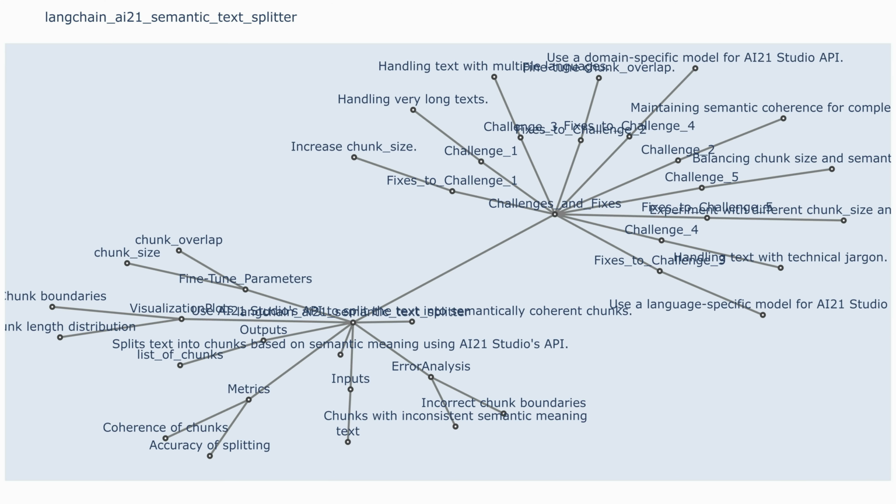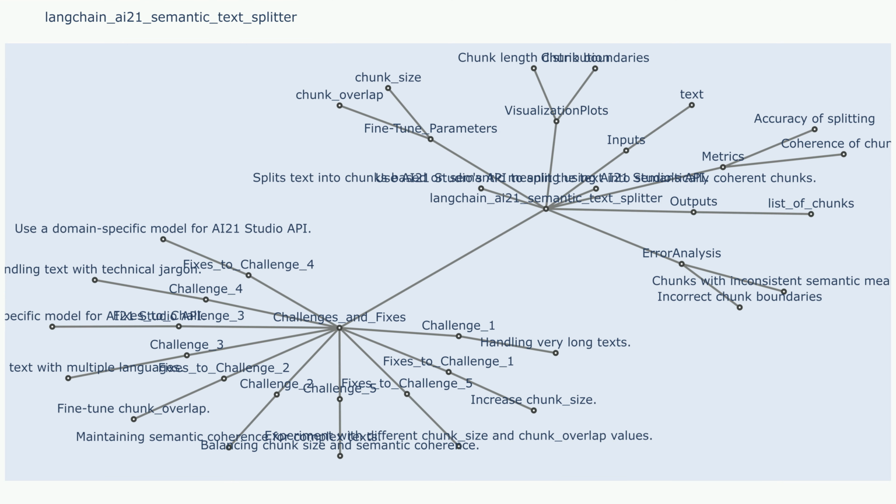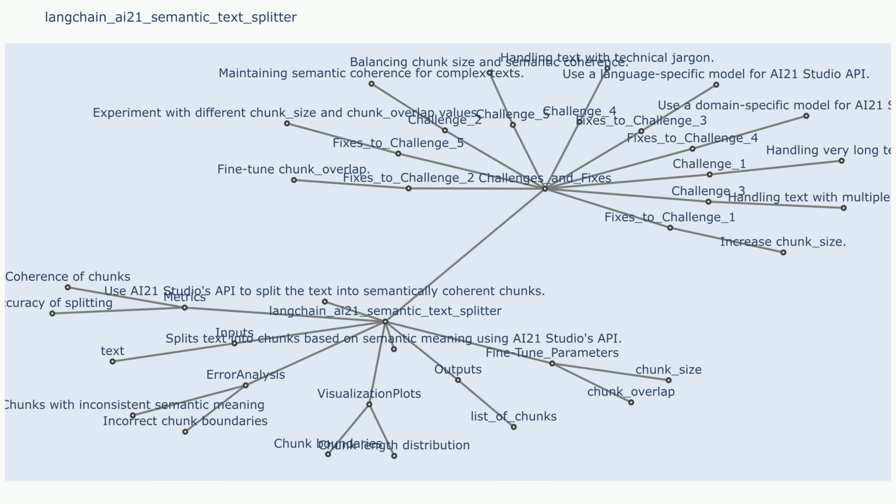Langchain AI21 Semantic Text Splitter. Description: explain in detail. The Langchain AI21 Semantic Text Splitter is a text splitter specifically designed for splitting text into chunks that are semantically coherent, meaning they preserve the meaning and flow of the original text. It leverages the AI21 Labs API, a powerful language model.